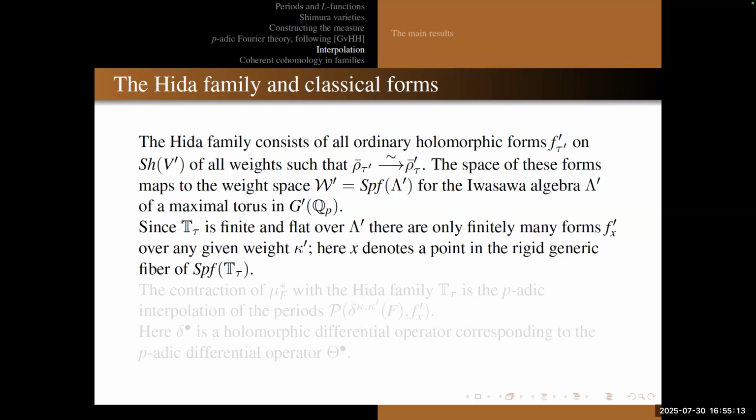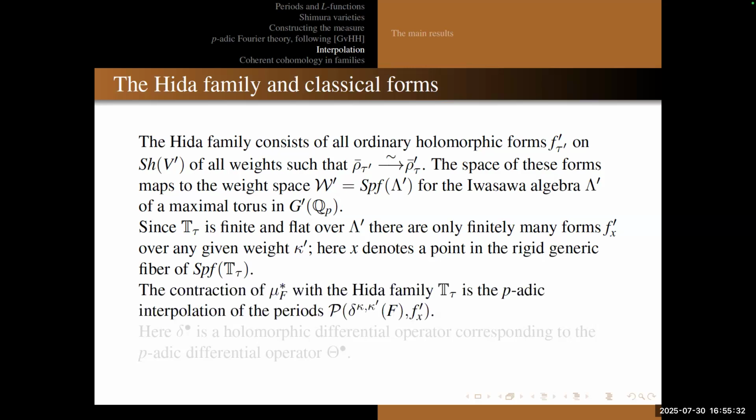Which means in particular only finitely many forms over any given weight kappa', but there are infinitely many possible weights. So all the weights kappa' that are congruent to our original weight, which I think was also called kappa', so all of the weights in a family. And the contraction is precisely the p-adic interpolation of the periods that I wrote, where this delta somehow disappeared from the slide. That would have answered Jared's question if I had not somehow erased that slide.